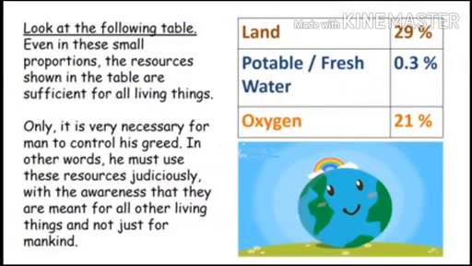Now look at the following table. In that table, land is available only 29%. The potable water or fresh water which we use for drinking and other activities is just 0.3%, and oxygen that we use for respiration, that is in the atmosphere, is about 21%. Even in this small proportion, these resources shown in the table are sufficient for all the living things.